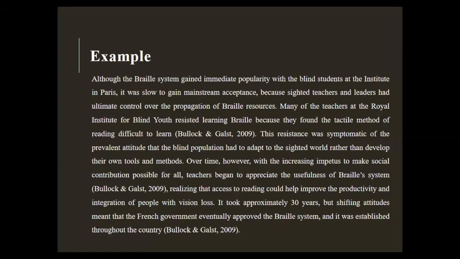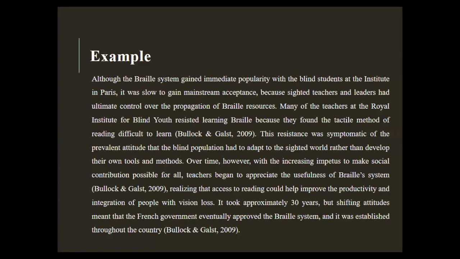But after a certain period of time, what happened? Teachers themselves began to appreciate how useful the Braille system was. They started to realize that giving access to reading to blind people is very important, because it is only through their access to reading that we can help improve their productivity, and we can help integrate people with vision loss into the mainstream society. Why? Because they'll be able to learn, they'll be able to read at their own pace, right? So there was resistance initially, but with the passage of time, the resistance was overcome.